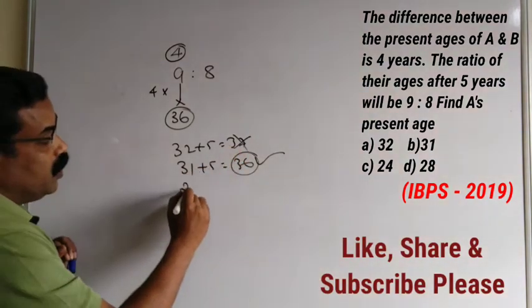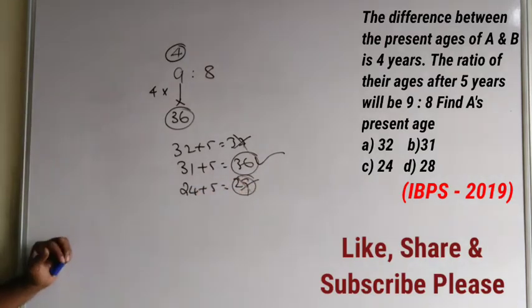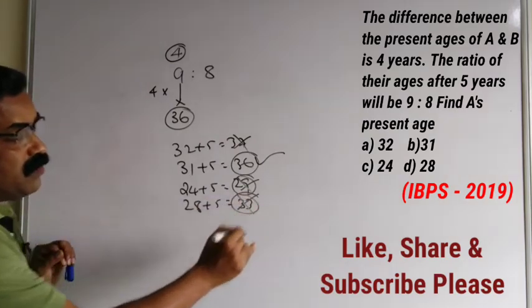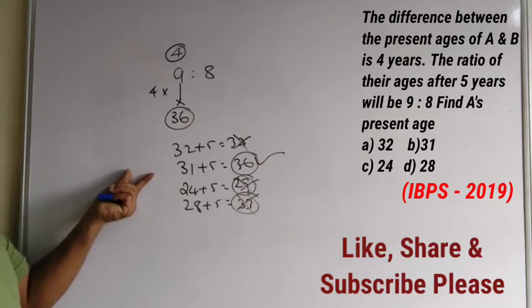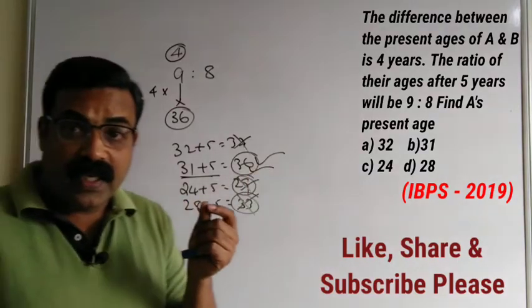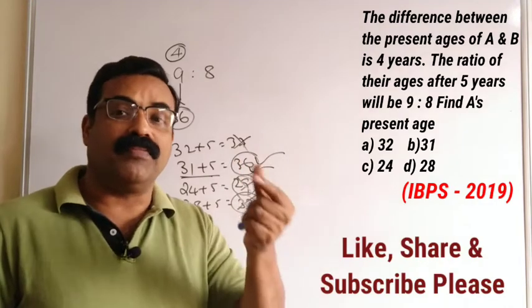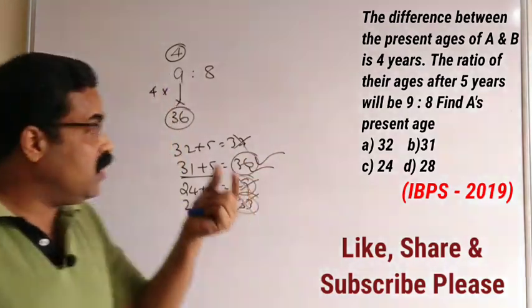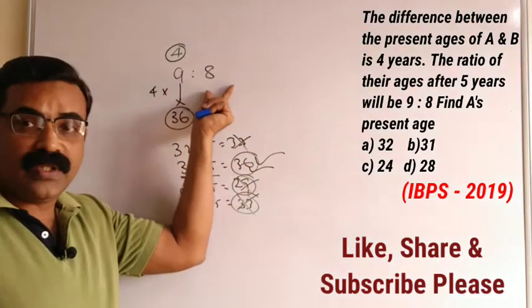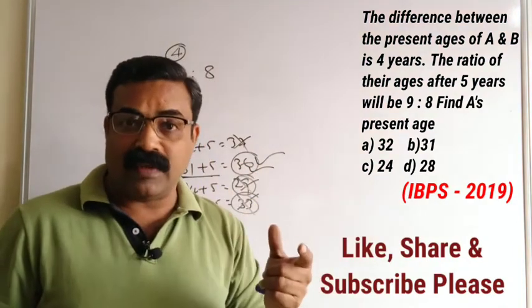Next option is 24. 24 plus 5 equals 29. It is not a multiple of 9. Next is 28. 28 plus 5 equals 33. No, it is not a multiple of 9. So the only option which is a multiple of 9 is 31 plus 5 equals 36. That means if the present age is 31, then after 5 years it will become 36. 36 can be a multiple of 9. If 36 comes, it can be in the form of 9:8. So option verification also we can do. This is one of the other methods.